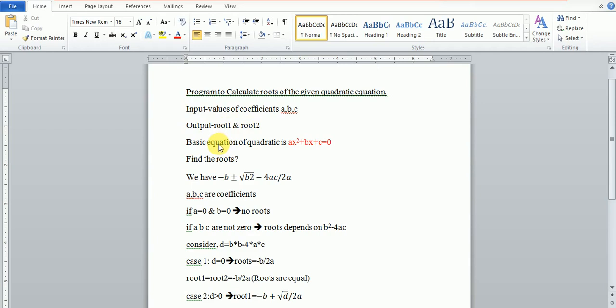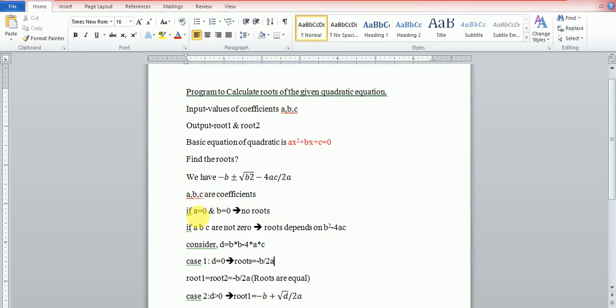As we know, the basic equation of a quadratic is ax square plus bx plus c is equal to 0. For this equation we need to find the roots. We have a formula to calculate the roots, that is minus b plus or minus square root of b square minus 4ac divided by 2a, where a, b, c are the coefficients.